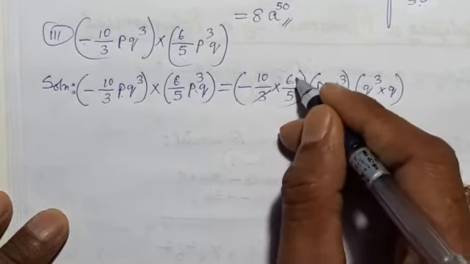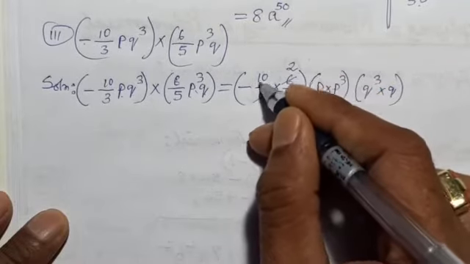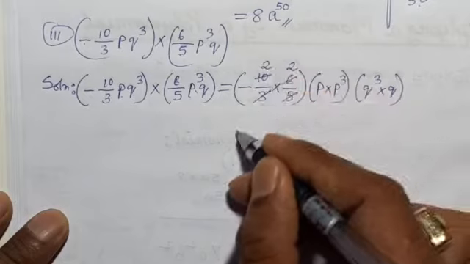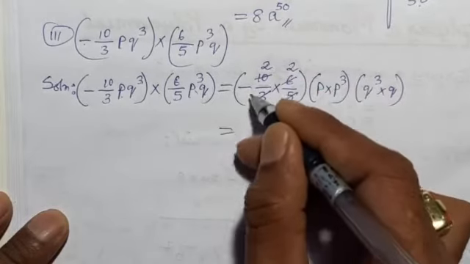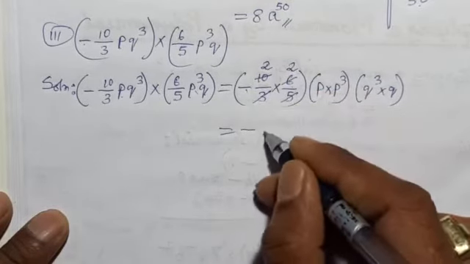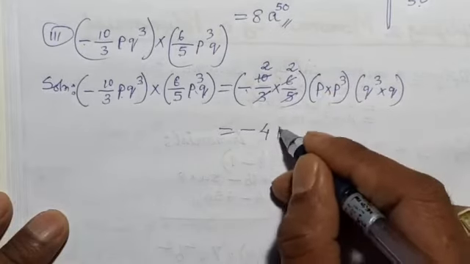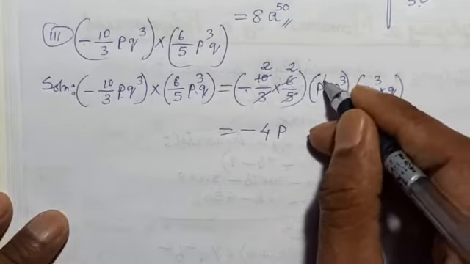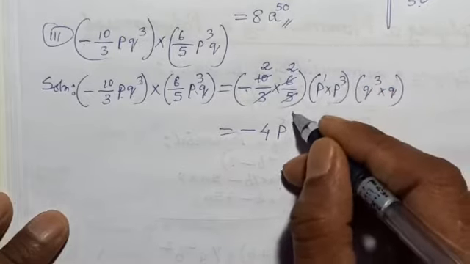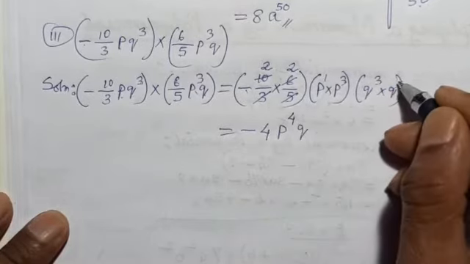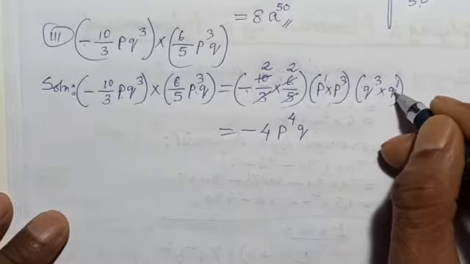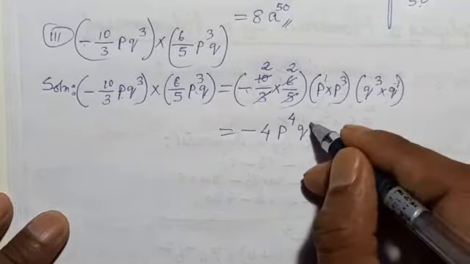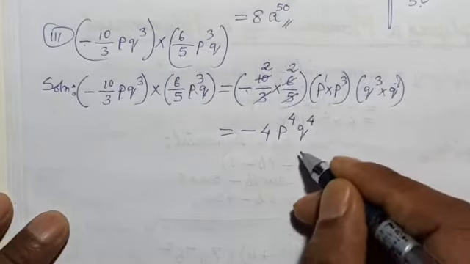3 can divide 6. 3 2 times is 6. 10 can divide by 5. So 5 2 times is 10. Here is minus sign. 2 times 2 is 4. We are getting minus 4. Then p. Here is power 1. Here is power 3. If we multiply these two, we'll add the power. 1 plus 3 is 4. So p power 4. Then q. Here is power 1. If we multiply these two power will add together. 3 plus 1 is 4. So we are getting this 4. Understanding or not?